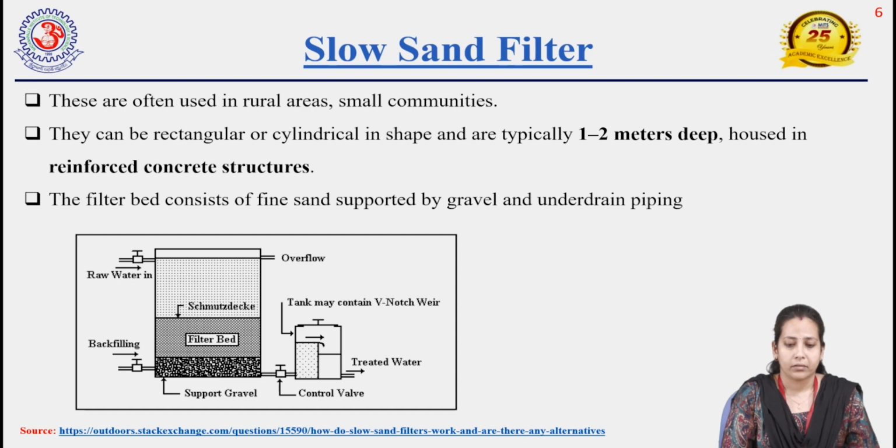You can see here the slow sand filtration schematic diagram. Basically these slow sand filters are used in rural areas and small communities, and they can be rectangular or cylindrical in shape, 1 to 2 meters deep. The filter bed consists of gravel, sand, and very fine sand. Likewise it is layered, and the top layer of the soil has the bacteria or biofilm attached, which is called the schmutzdecke. Okay, so this is the working principle of the slow sand filter.